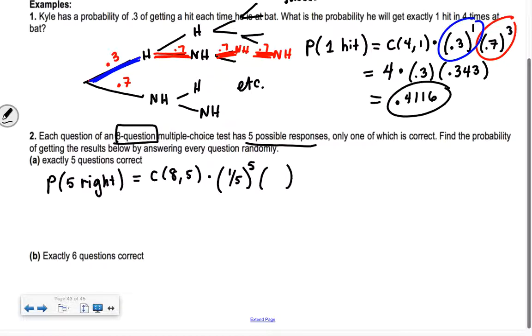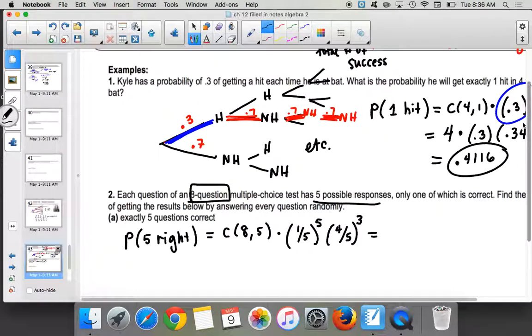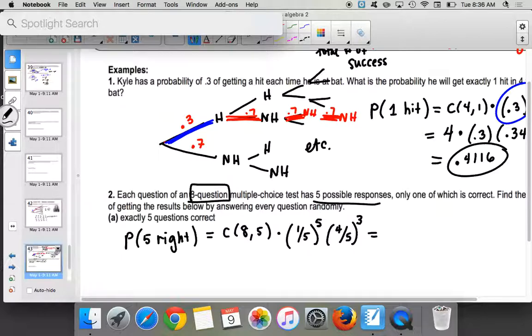And then what's the probability of getting the answer wrong? 4 out of 5. And then how many do I get wrong? 3. It has to be the rest of those numbers. So we find that answer. So we multiply it all out. So we do 8 choose 5, or we could do 8 choose 3. I'll let you use your calculator. We did learn a trick for that, though.